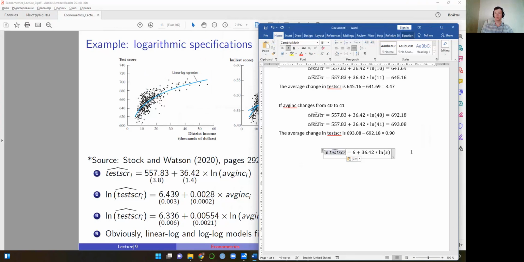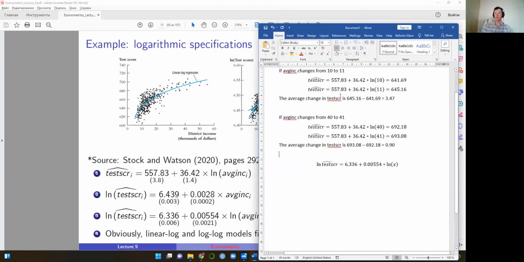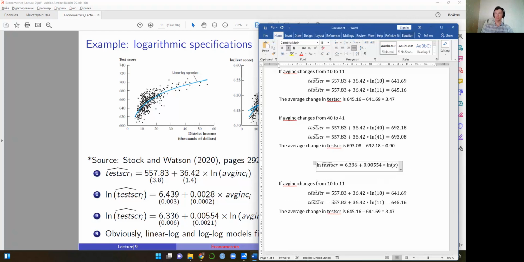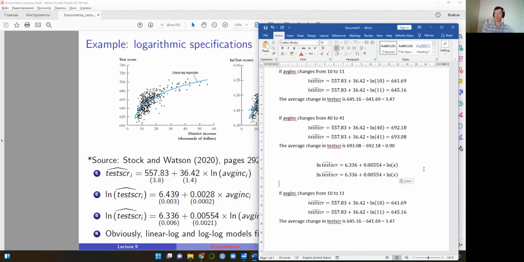and yeah, 6336. And here we have this 000554. So let's do the same exercise. Let's change the average income from 10 to 11. Now the only problem is that instead of test score, we have a log test score. Before calculation, the question is, how should we go from log to the test score itself? Any ideas?